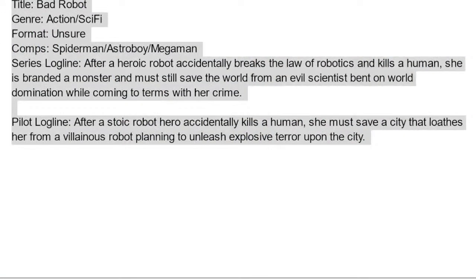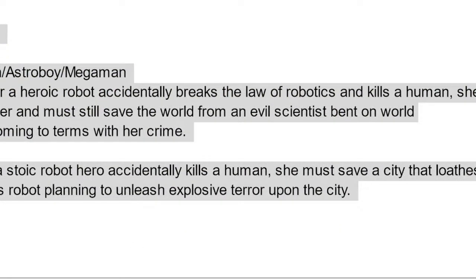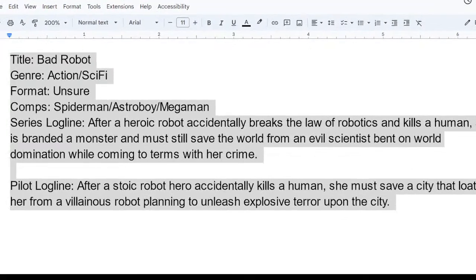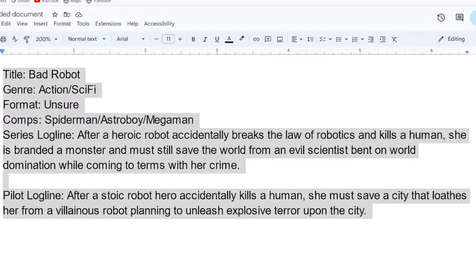Well, we've got Bad Robot. It's an action, I guess you could call it a bit of a sci-fi. I'm not really finalizing how many pages it's going to be just yet. Its comps are basically your generic superhero. But I kind of want to find a superhero story where the superhero goes down a bad path, but still tries to be a hero, even though the world thinks they're evil. It's your typical Astro Boy, Mega Man type of character, because it's a robot that just fights for everlasting peace.